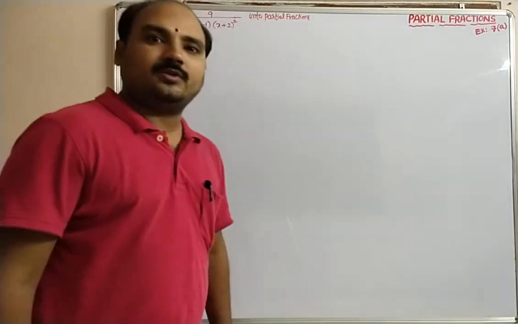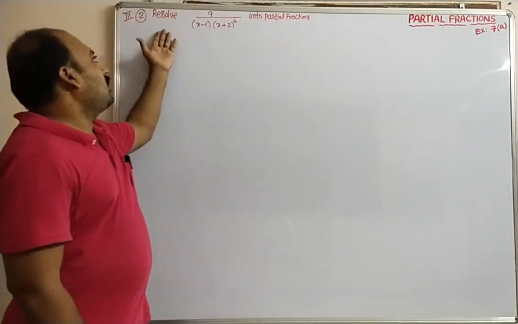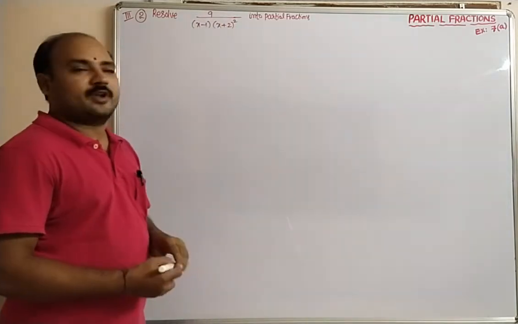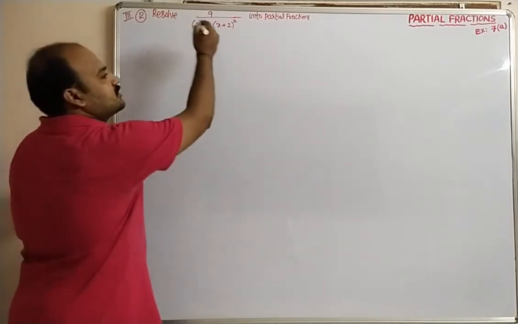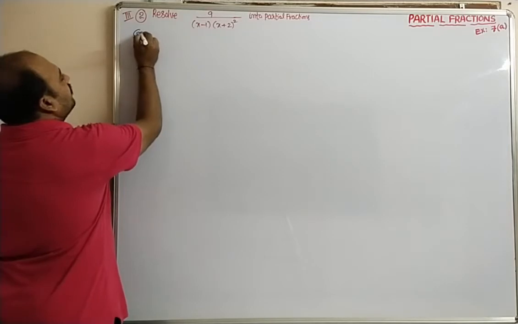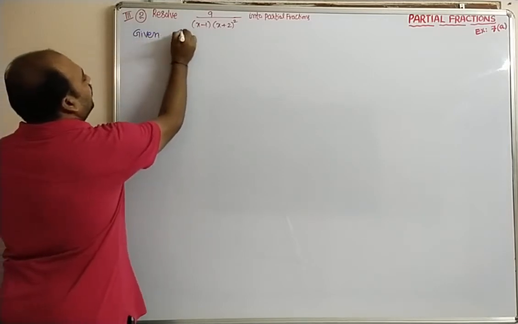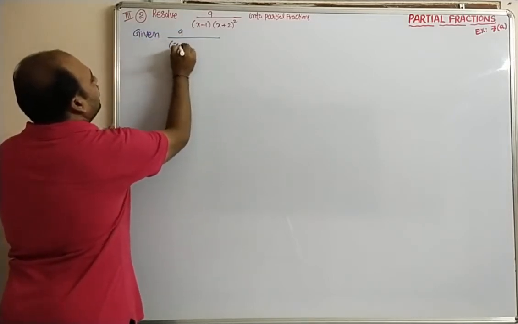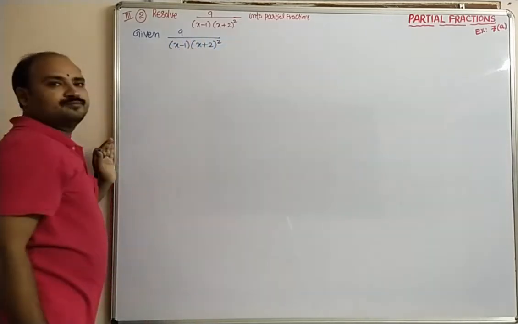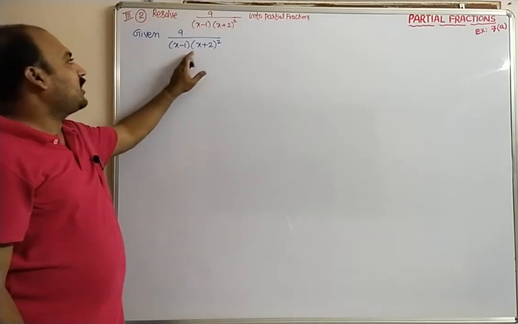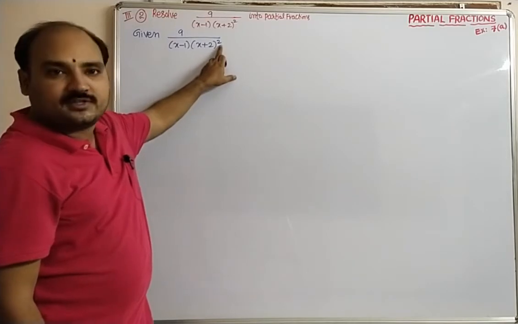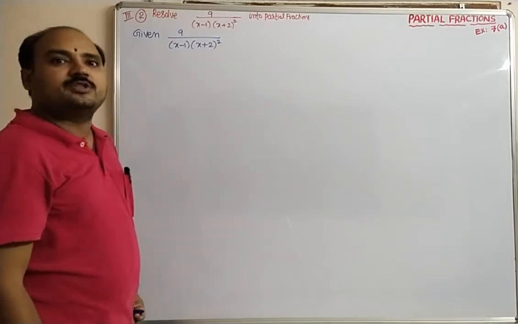See the next question. Resolve 9 by x minus 1 into x plus 2 whole square into partial fractions. See, first you have to write the given proper fraction: 9 by x minus 1 into x plus 2 whole square. Here x minus 1 is a linear factor, x plus 2 is also a linear factor, but it is repeated twice. Here 2 is there, means twice.